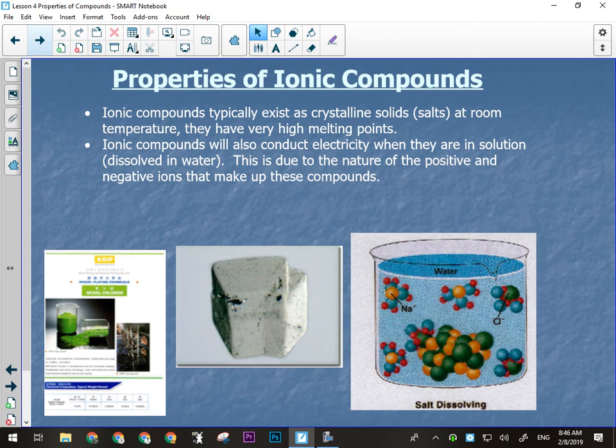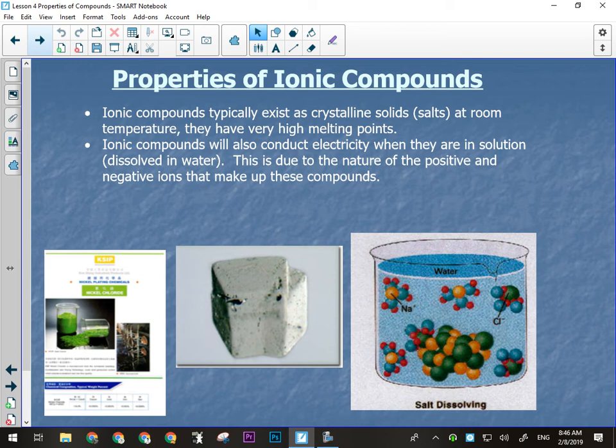All right, things about ionic compounds. We talked about this briefly the other day, but ionic compounds typically exist as crystalline solids or salts at room temperature. They have very high melting points, several hundred degrees usually. So if I look at an unknown compound and it's a crystalline solid, is there a good chance it's ionic? Is it 100% for sure? No. There are molecular compounds that are crystalline solids. Sugar is a molecular compound that's a crystalline solid.